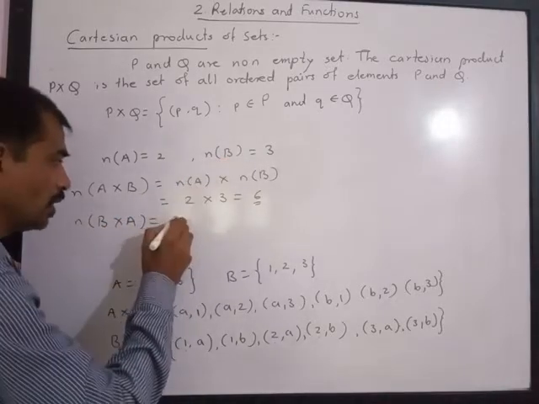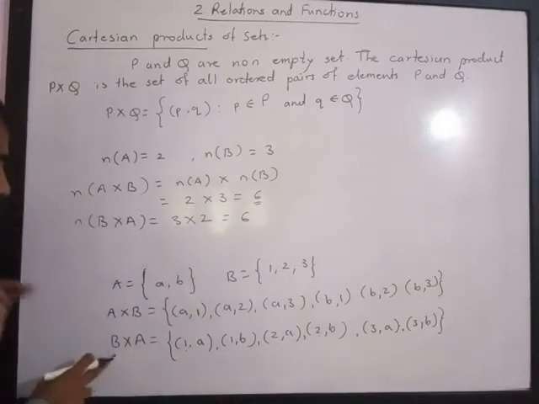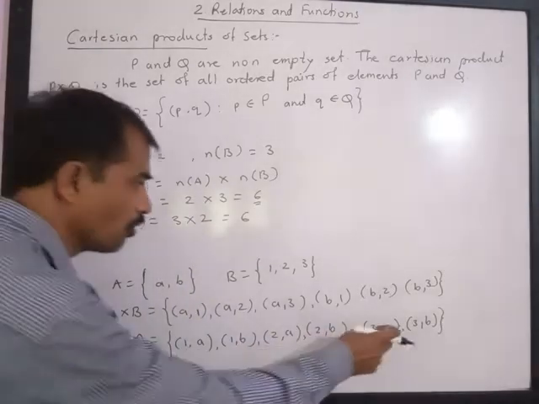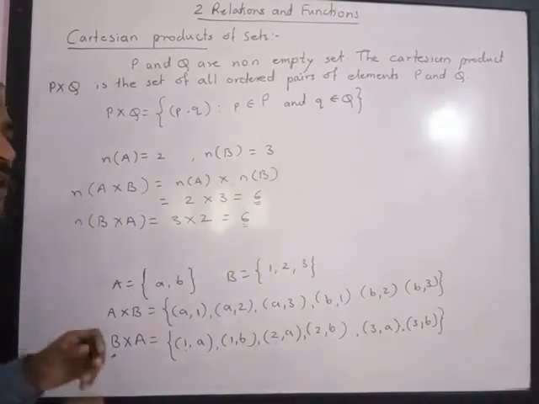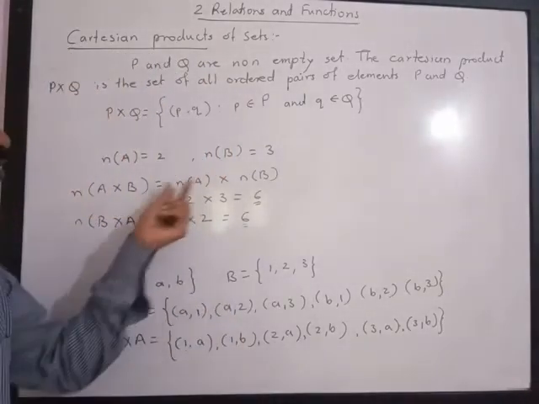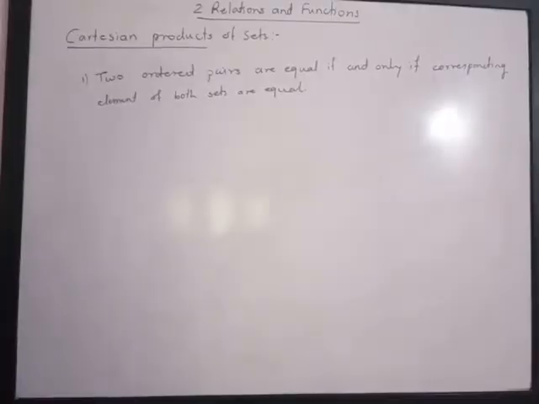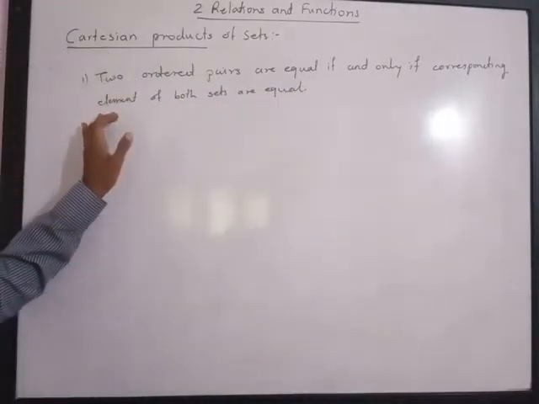It is equal to 3 multiplied by 2, that is also equal to 6. Let us check. Number of elements in B cross A are 1, 2, 3, 4, 5, 6 elements are there. So always remember, number of elements in a Cartesian product is always equal to the product of number of elements in the individual sets.